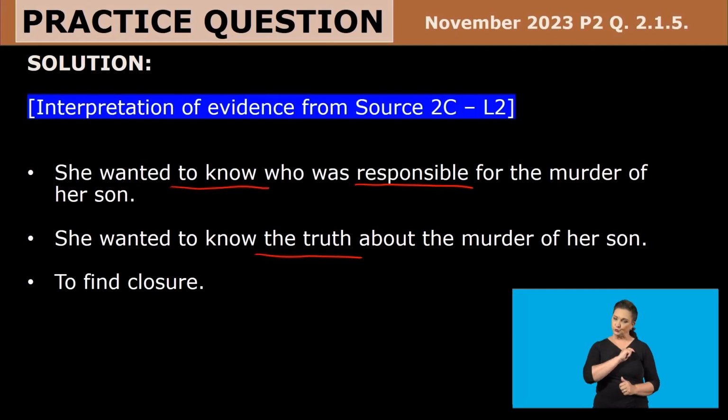Remember, the Truth and Reconciliation Commission was about uncovering the truth. And she also wanted to find closure. Very, very important. So any 2 of these are possible responses you could give. So that is how you interpret the sources.